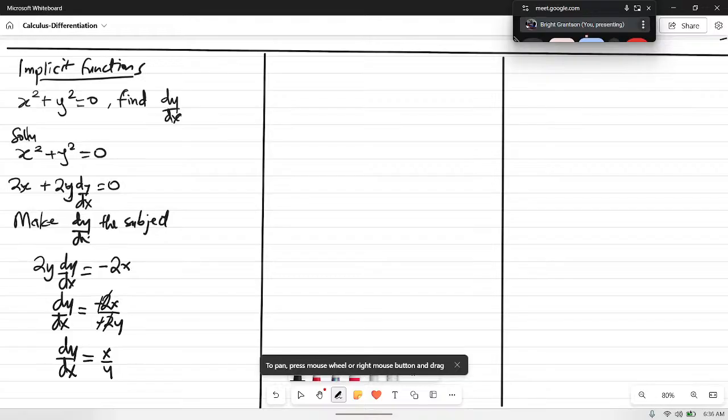Yeah, that's all. So differentiate them like normal differentiation. But when you are differentiating a y function, you attach the dy/dx to that answer. Then after that, group all the dy/dx to one side and make that dy/dx the subject.